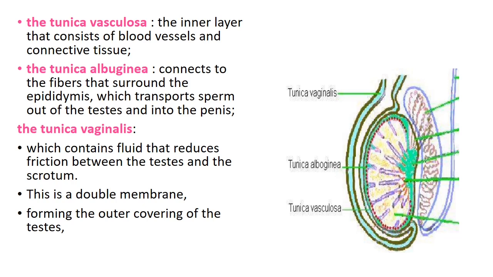It is a double membrane, so there are two layers with fluid between them, so there will be no friction between the scrotum and testis. They form the outer covering of the testis. So these are the three layers. First is the tunica vasculosa, the inner layer. Then the tunica albuginea. Then the tunica vaginalis.